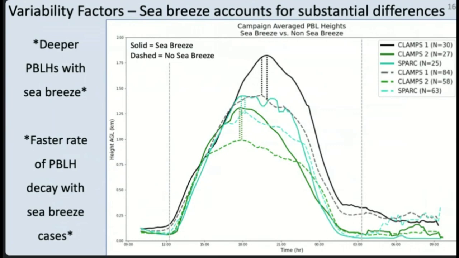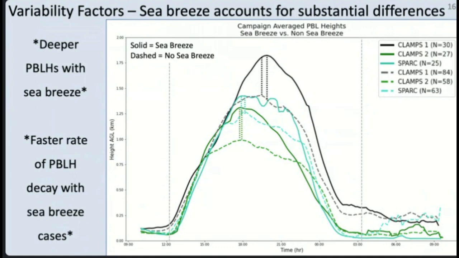Which is part of why I wanted to get into the different specific PBL parameters, to try to tease out: are we having greater vertical velocity magnitudes? Are we having much higher temperatures that are related to it? So we're still teasing out the reason why we have this.